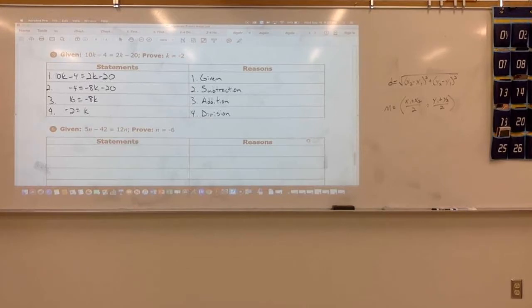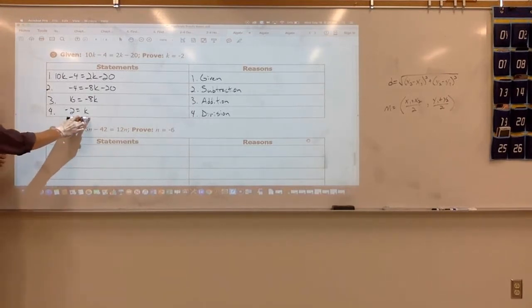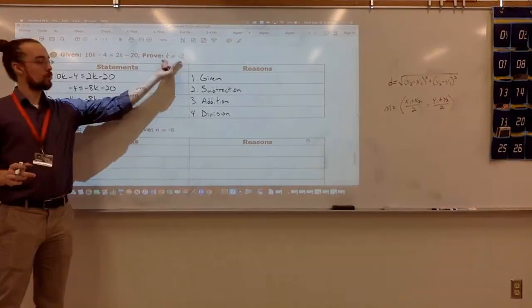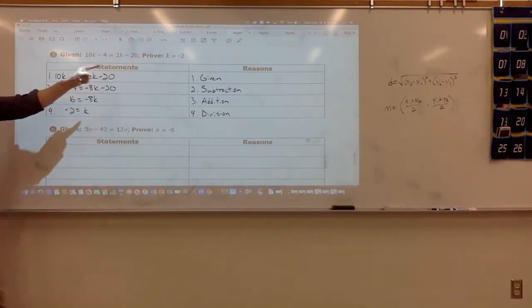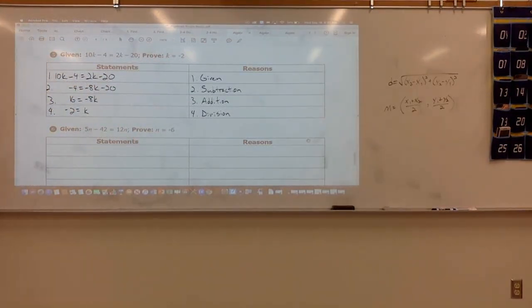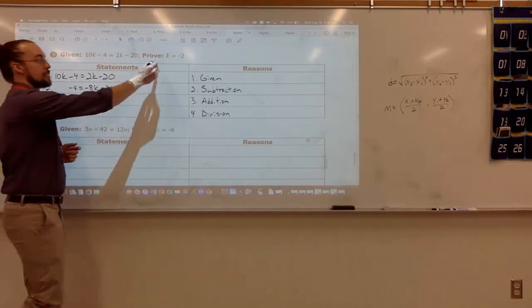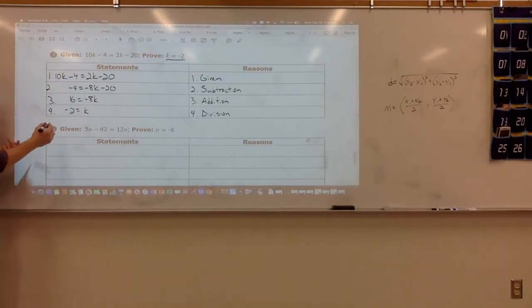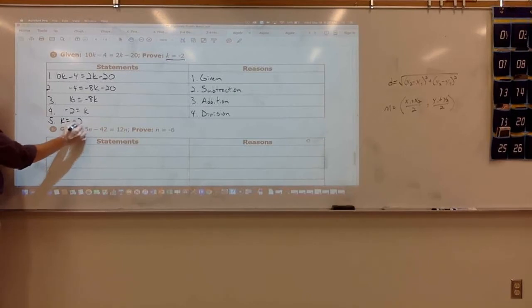Now, another technicality that I want to talk about is I did not get what they told me to prove. They told me to prove k equals negative 2. I got negative 2 equals k. Technically that's not the same. Technically, I would actually have one more line here.